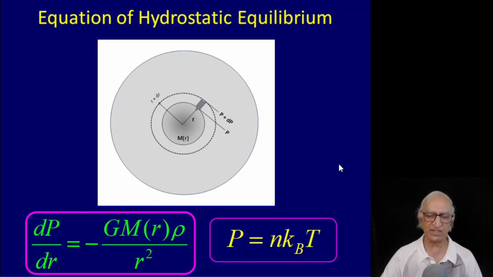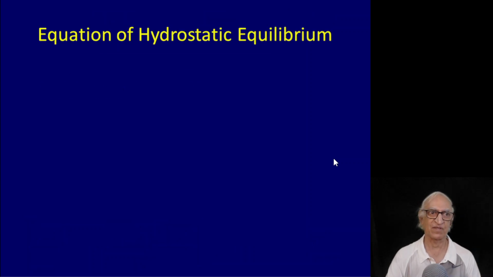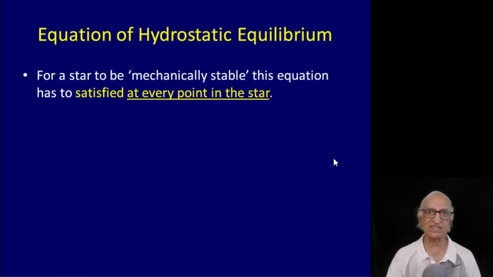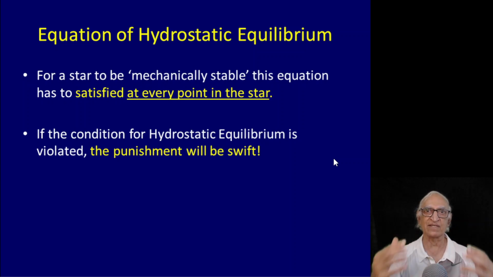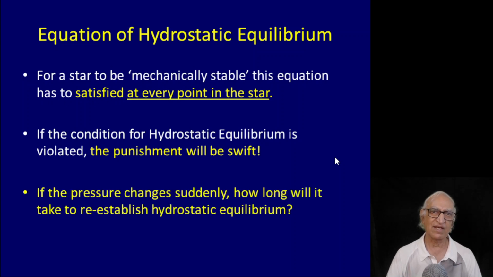The principle of hydrostatic equilibrium says that this fundamental equation has to be satisfied at all points in the star at all times. For a star to be mechanically stable, this equation has to be satisfied at every point in the star. If the condition of hydrostatic equilibrium is violated, for example, if the pressure changes very suddenly, the star will no longer be in hydrostatic equilibrium, it will be mechanically unstable, there will be motion, and the punishment will be rather swift. Let us say the pressure changes very suddenly.